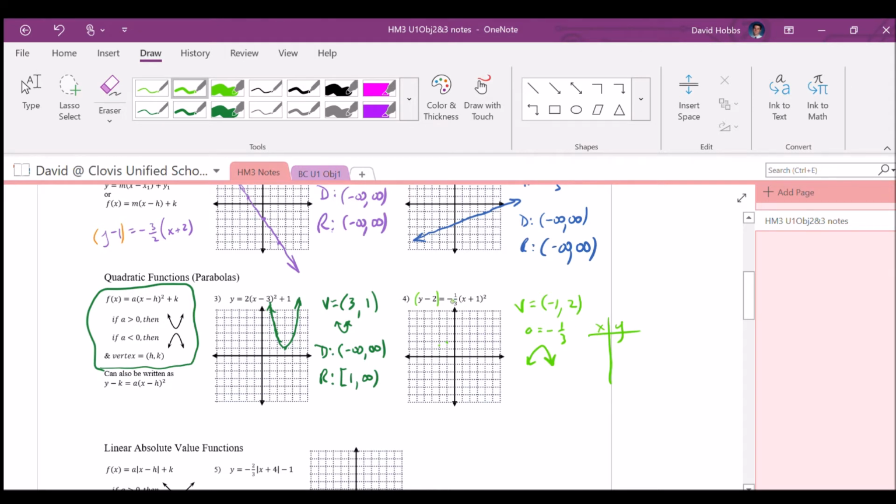Now it's a times negative 1/3, so I want this to be 3 something after I square it. Well, if I do an x of 2, 2 plus 1 is 3, 3 squared is 9, times negative 1/3 is negative 3. If I do a negative 4 for x, negative 4 plus 1 is negative 3 squared is 9, times negative 1/3 is negative 3. So 2, negative 3, and negative 4, negative 3.